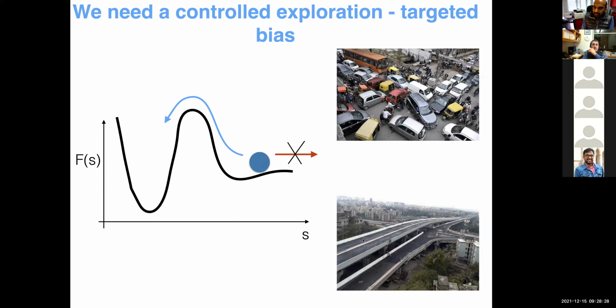So what we need is a highway to go from home to the office, where the bias you are applying to the system is directed along a particular collective variable, so that the system is really driven from point A to point B without exploring the places that I don't want to explore.